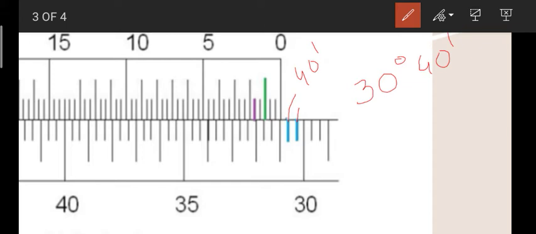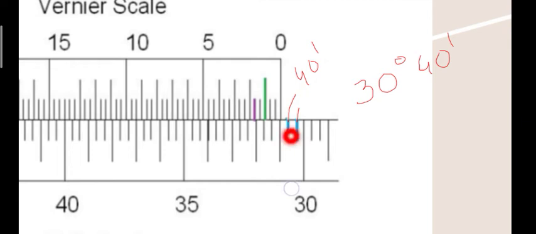This is your main scale reading: wherever the vernier scale 0 intersects or comes, there you have to take it. If it comes between 2 degrees, then you have to see whether it is coinciding with any other minutes, or whether it is between some 2 minutes graduation lines. So if you see here, the first blue line is your 20 minutes, right? Second is what? 40 minutes.